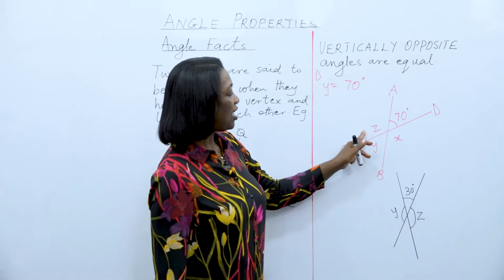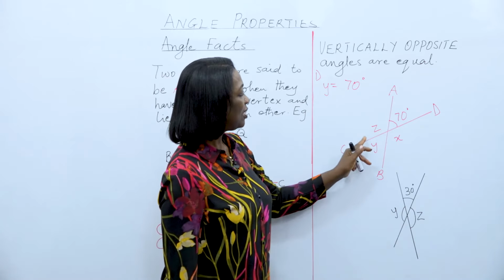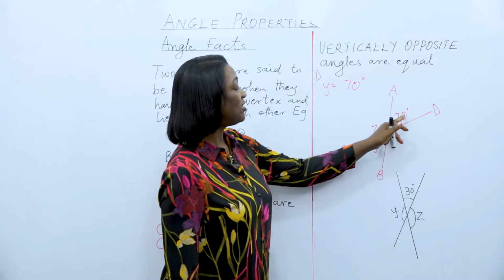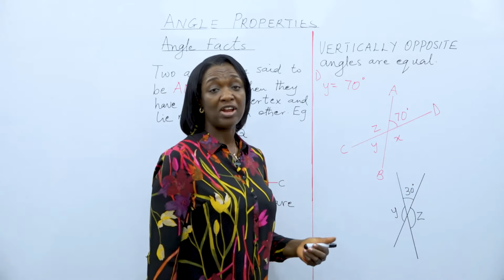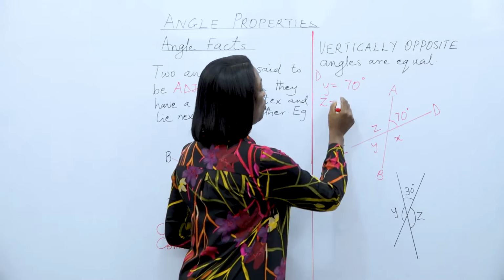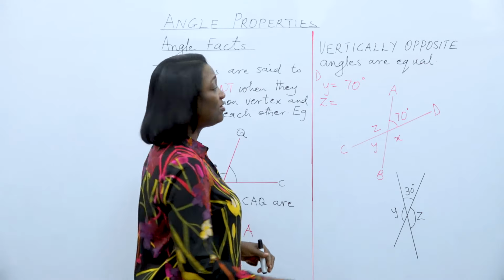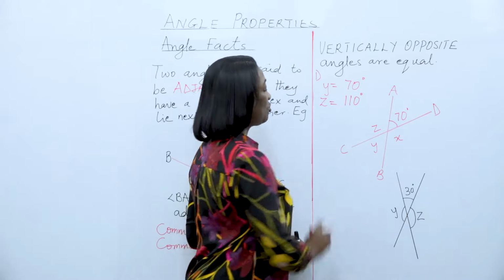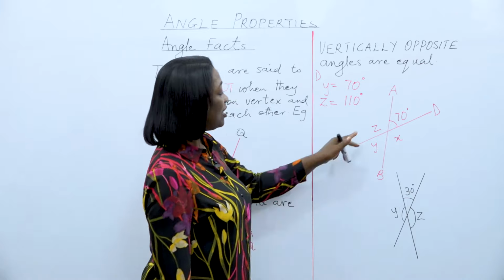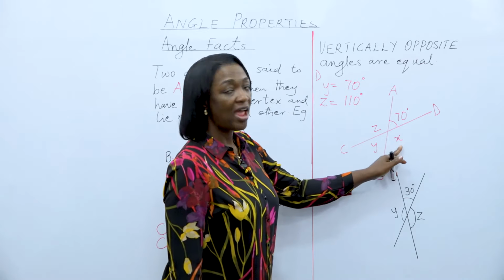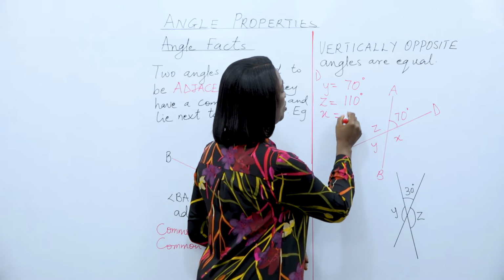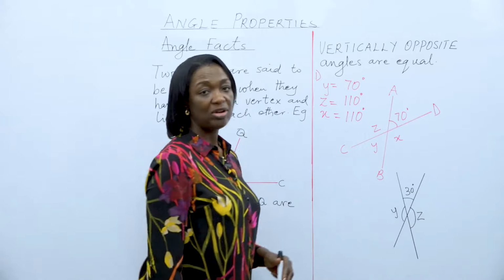How do we find Z? This is a straight line. So 70 plus angle Z is equal to 180 degrees. So Z is equal to 180 minus 70. That's 110 degrees. And since we've agreed that vertically opposite angles are equal, the angle Z is equal to the angle X because they are vertically opposite. So X is also equal to 110 degrees.